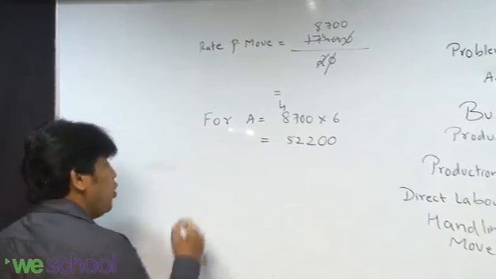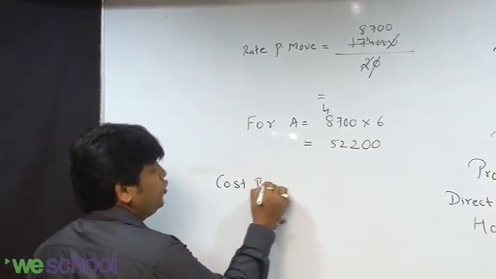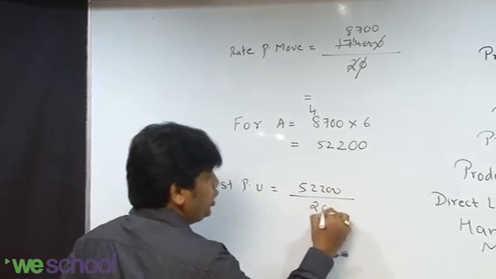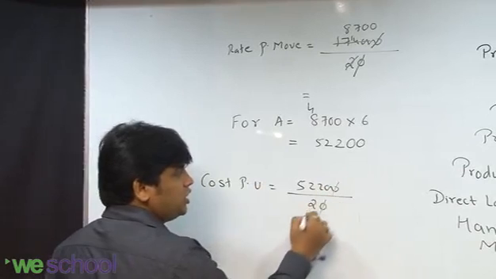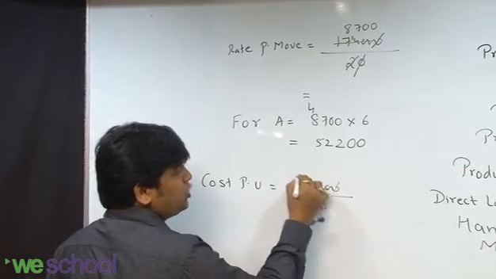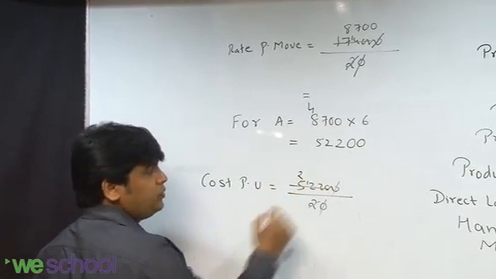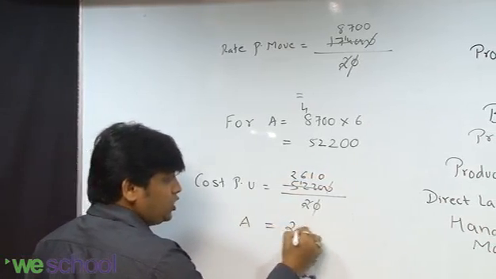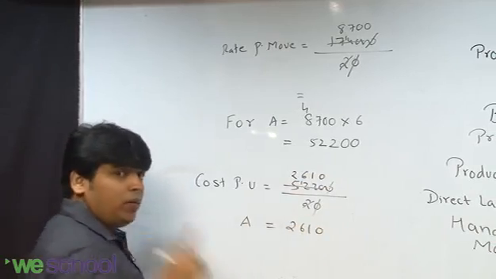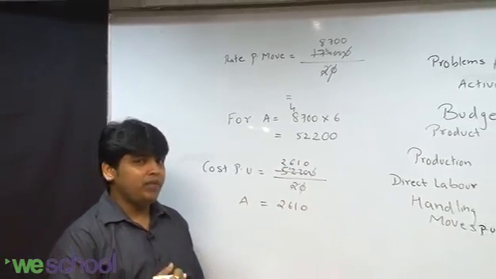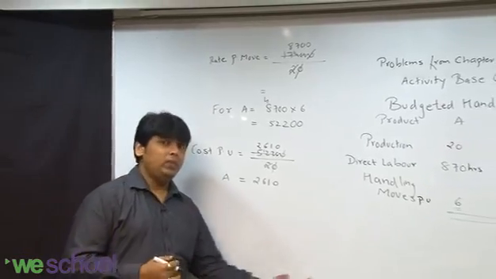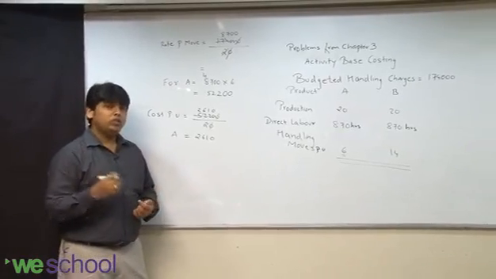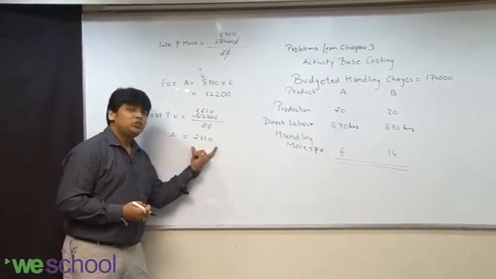Thank you very much. Now, cost per unit is 52,200 divided by 20. So what is the charge per unit? 2 2s are 4, 2 6s are 12. So for A, the cost is 2610. In the previous example in traditional costing, the cost per unit for A was 4,000 something, right? But in this it is 2610.